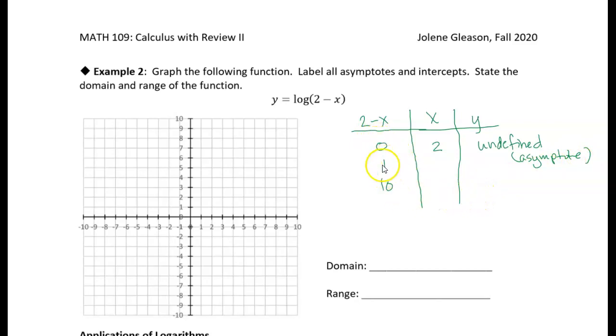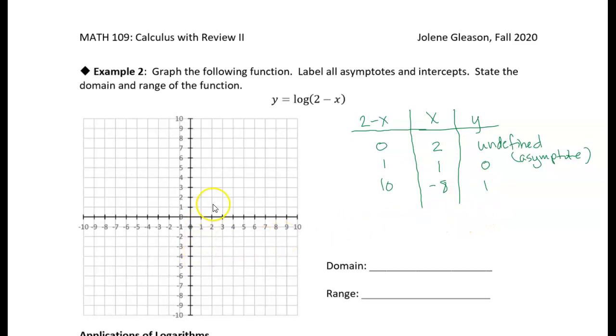All right, so if the input to the log is 1, then what does x have to be? Well, 2 minus 1 would give me 1, so x would have to be 1. And so that gives me, if I take the log of 1, then I'm going to get 0, right? And then when the input to the logarithm is 10, then what does x have to be? x would have to be minus 8. All right, so when x is minus 8, then 2 minus a minus 8 would give me the 10, and the log of that would be 1. Okay, so that gives me some points to plot.